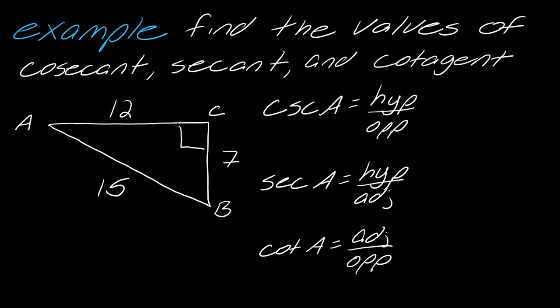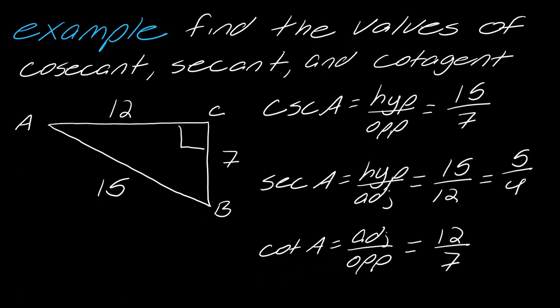Okay, so cosecant of A is going to be hypotenuse over opposite, secant of A is going to be hypotenuse over adjacent, and cotangent of A is going to be adjacent over opposite side. So I'll just show you what the numerical answers come out to. So of course you're flipping everything from the previous example.